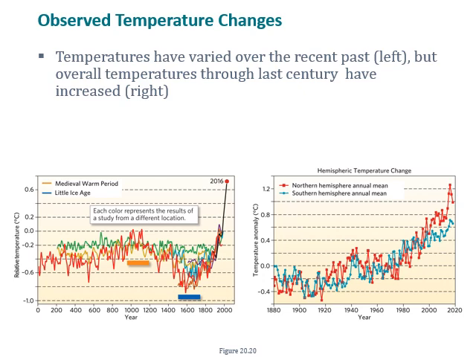Temperatures have varied over the recent past, shown in the figure on the left, but overall temperatures through the last century have increased dramatically compared to recent time. This is a result of the burning of fossil fuels, greenhouse gas emissions, and development of large-scale farming practices that support a global population in the past few hundred years.